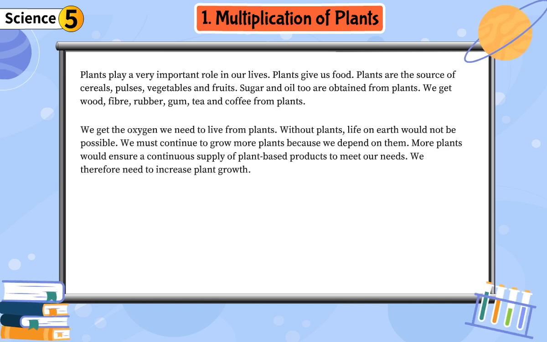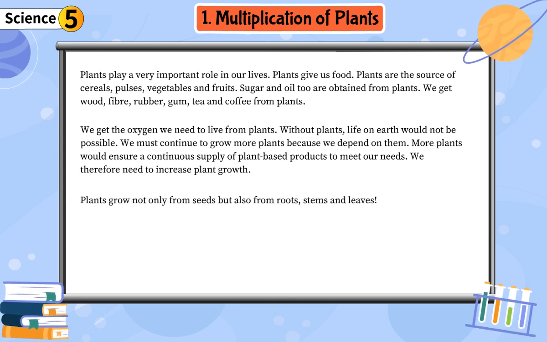We get the oxygen we need to live from plants. Without plants, life on Earth would not be possible. We must continue to grow more plants because we depend on them. More plants would ensure a continuous supply of plant-based products to meet our needs. We therefore need to increase plant growth. Plants grow not only from seeds but also from roots, stems and leaves.